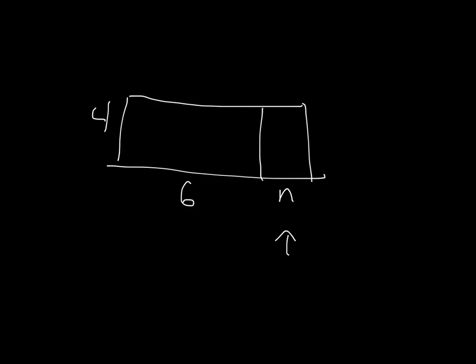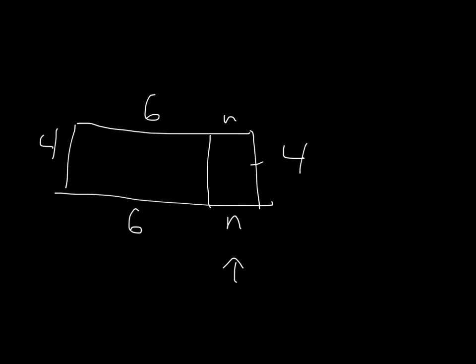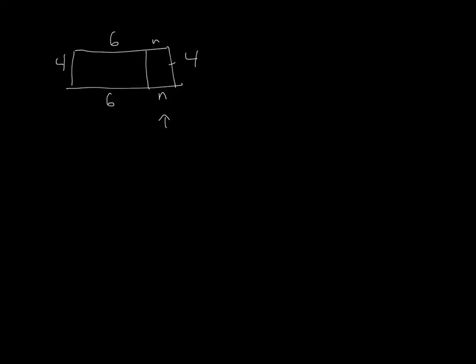So that side's 4, and since this is a rectangle, that side's 4 as well. This side here will also be n, and that's 6. But if I want to know the area of this whole shape, everything in here, I could do it 2 ways. I could figure out this rectangle first and then figure out this rectangle and add them together, or I could treat it like one big rectangle. That would be the second way. So here's what I'm thinking. The first way would be like this.